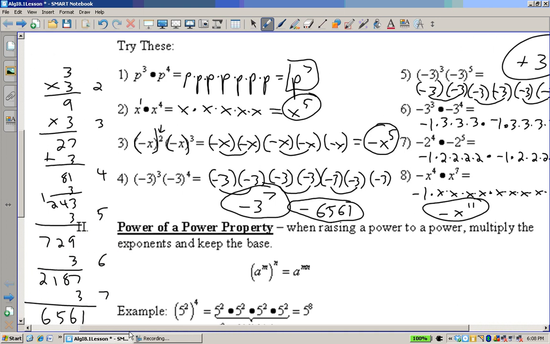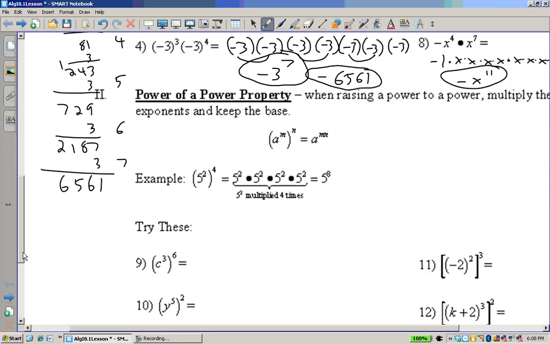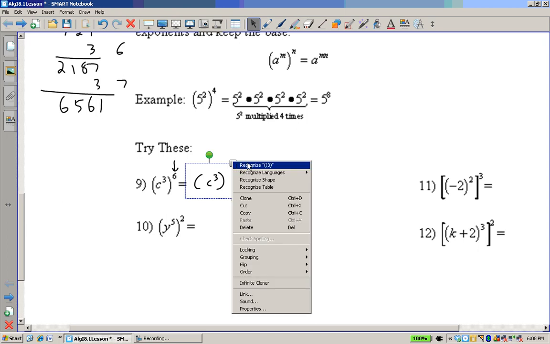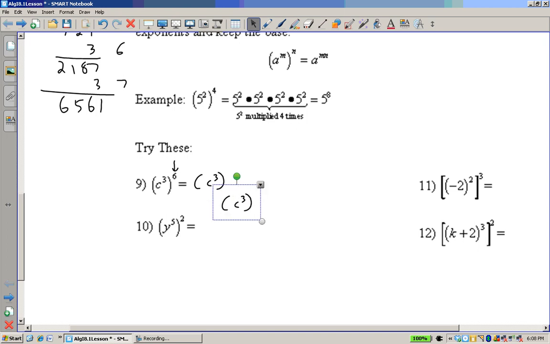Now we have power of a power. That's what happens when you raise this power to another power. We've got to think about it. I had said earlier, when you have that exponent right outside of parentheses, you're going to make a carbon copy of exactly what's inside. So there are 6 of these. I'm just going to clone these suckers.